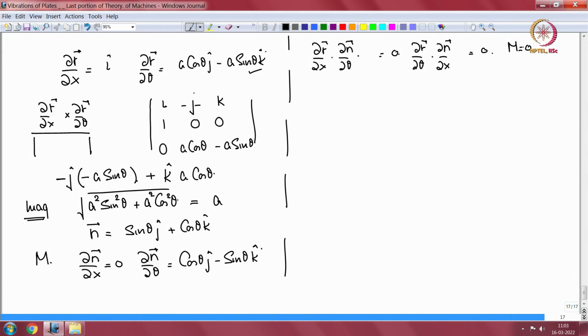Okay, so here also what did I do? I took the meridian as one axis, and as it rotates, I took that as theta and this as x. So therefore m is 0, and these are the principal lines of curvature.